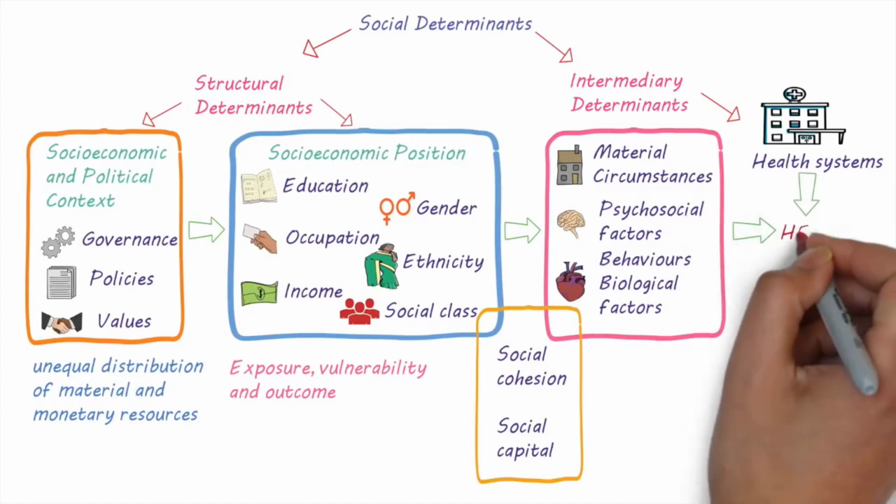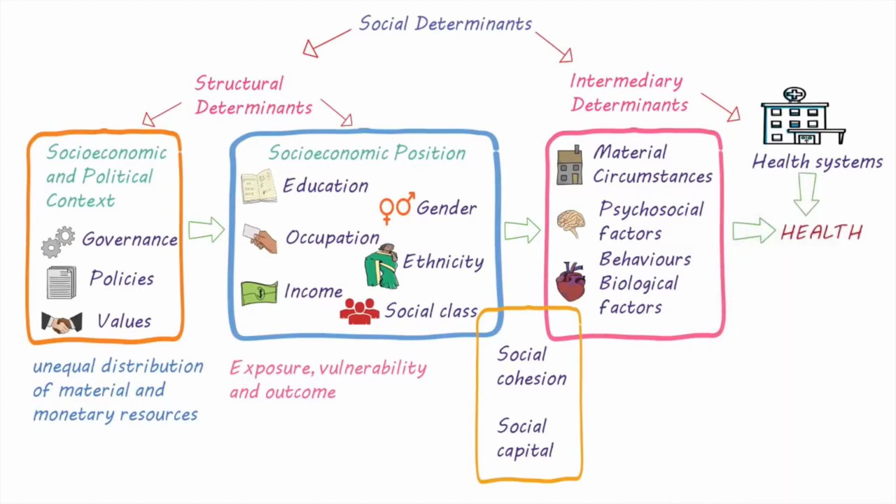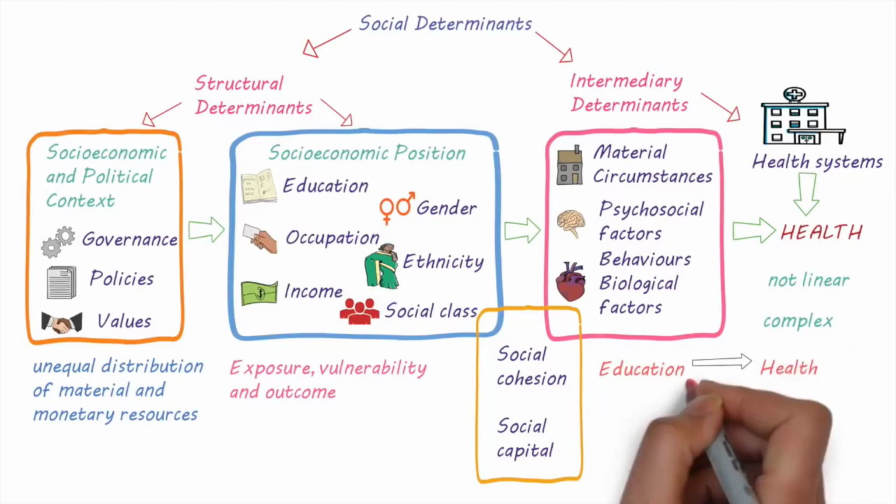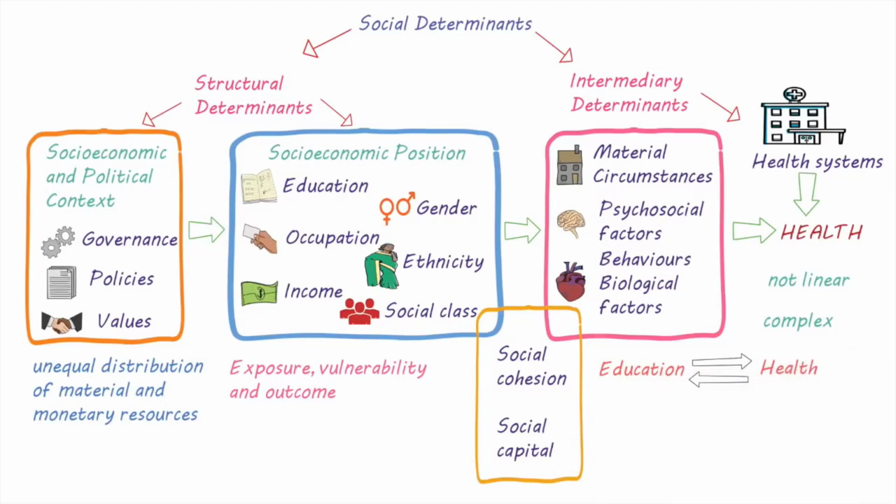Intermediary determinants influence health and health inequities. It's also important to know that the links between these different factors are not always linear, but are complex and can go in both directions. For example, poor income and education can impact health, and also poor health can limit opportunities for people to participate in the workforce or receive education. Also, if a population is affected by a lot of disease, it can have a broader impact on the socioeconomic and political context.